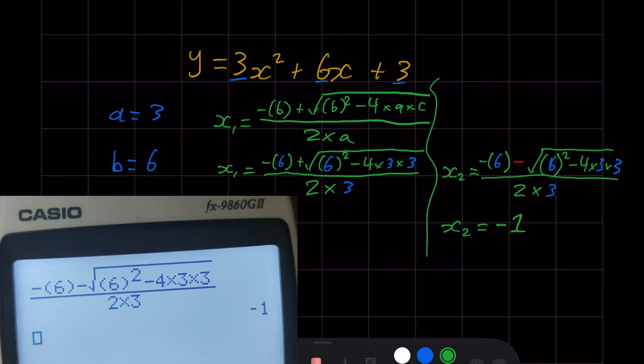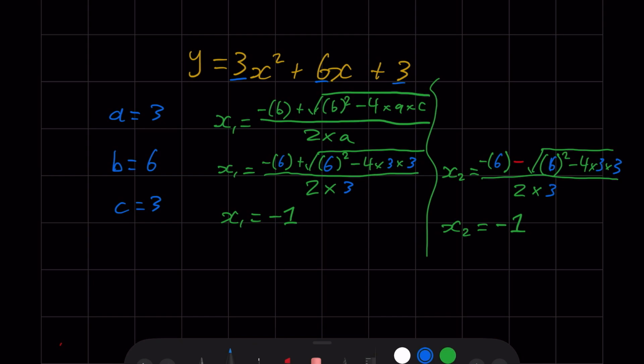Now, because both of these equal negative 1, that means that there is only one solution. There is only one x-intercept. It doesn't hit negative 1 twice. It hits negative 1 once. There is only one solution at x equals negative 1.